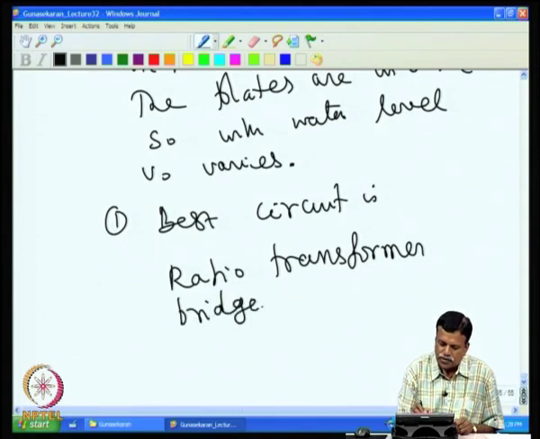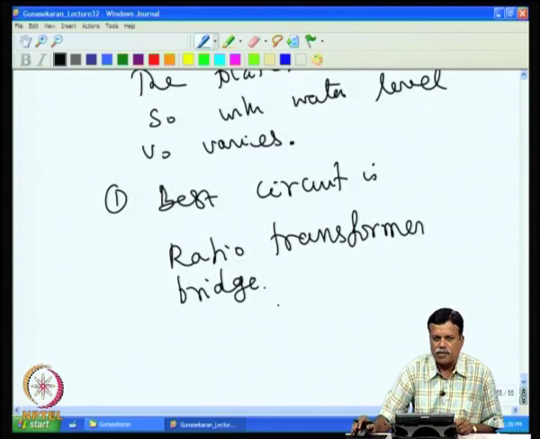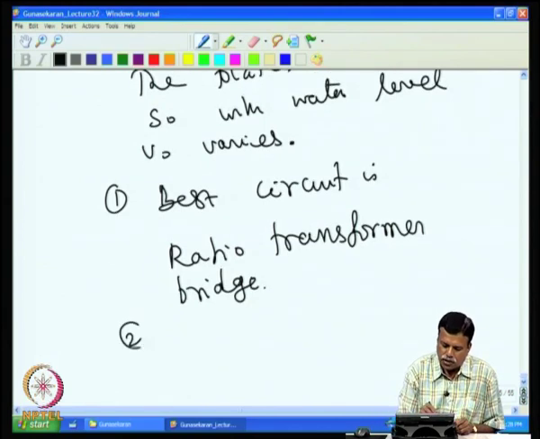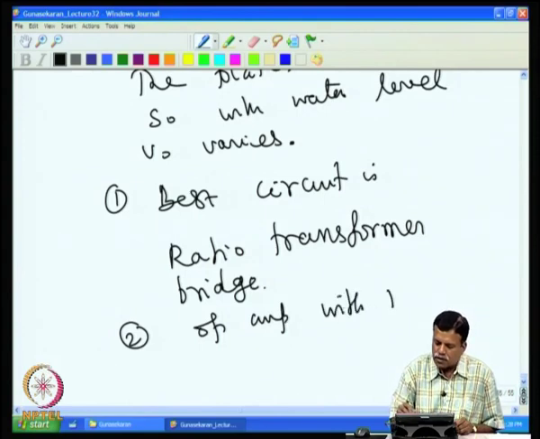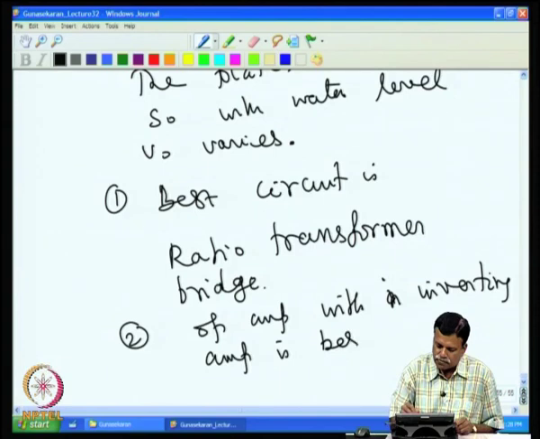But this cannot be used in today's world, because one needs to have a manual balance. But with op-amp circuits, the non-inverting amplifier, and the inverting amplifier is the alternate option. The inverting amplifier is the best, next best.